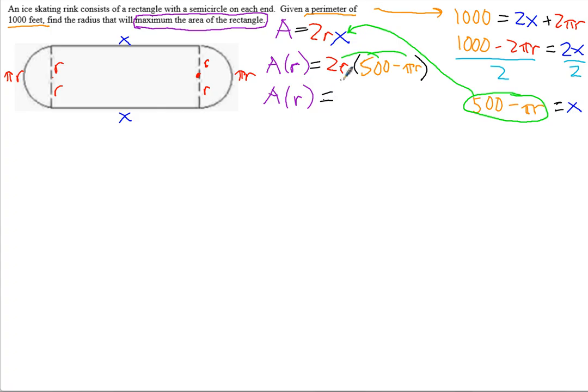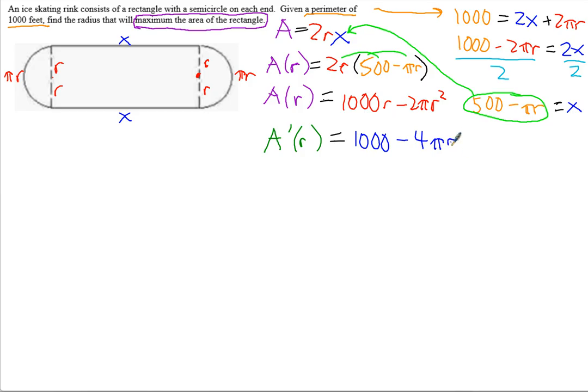2r times 500r would give you 1,000r. 2r times negative pi r would be negative 2 pi r squared. And now let's go ahead and find the derivative. Whether you're trying to minimize or maximize, you need the derivative. So A prime of r would equal the derivative of 1000r, which is just 1000, minus the derivative of 2 pi r squared, which would be 4 pi r.